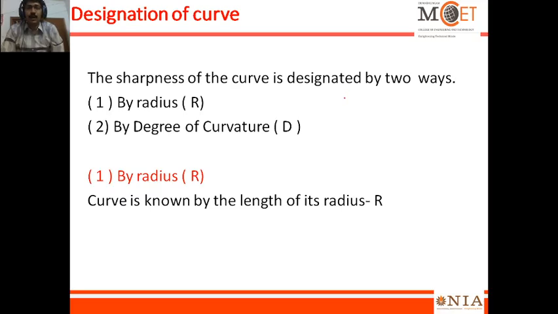Now, the next term is designation of the curve. In the previous video we talked about the sharpness of the curve. It is designated in two ways: either by radius or by degree of curvature, the degree of the curve. By radius means the curve is known by the length of its radius. Always radius will be denoted by capital R.